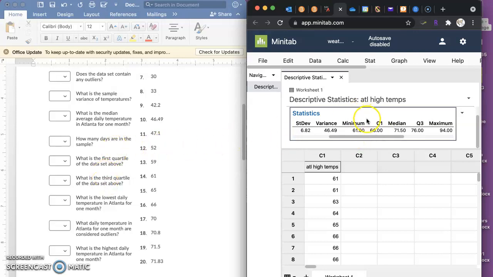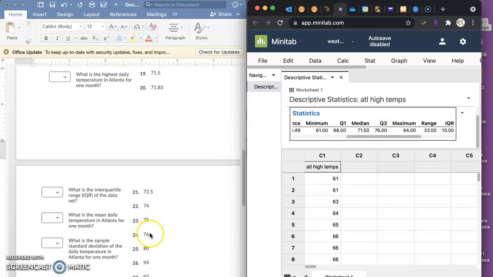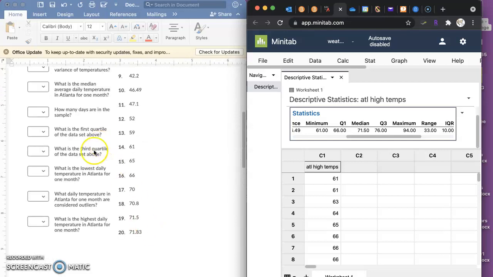What is the third quartile? The third quartile is 76, and that means that 75% of the data lies at or below the temperature of 76. Okay, and here is the 76, so you'd put in the number 24. Okay, what is the lowest daily temperature for 1 month? And the lowest number here is 61, so you would choose 61.